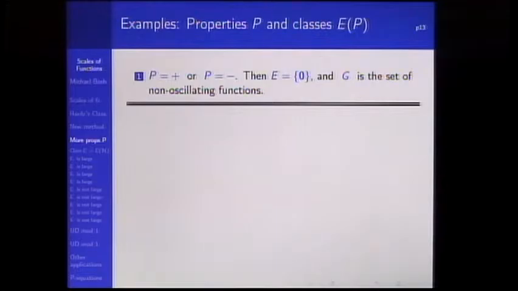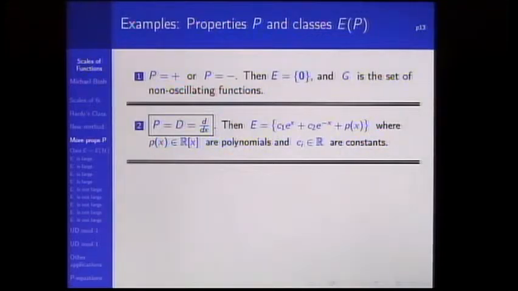Property zero, property p plus or minus leads. I will tell you the answer, and there's an easy exercise which I don't want to spend time on. That excellent function is just one, the identity zero. And good functions are all non-oscillating functions. But let's do something slightly more interesting, not completely trivial, and we will prove something.